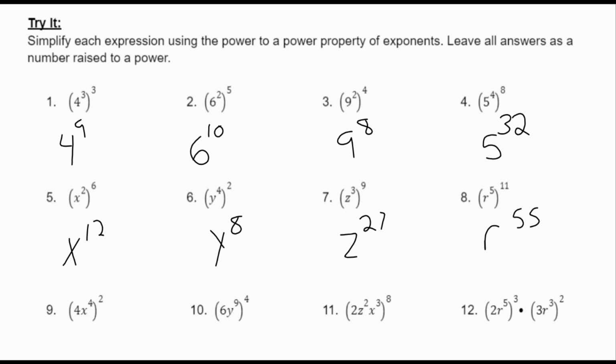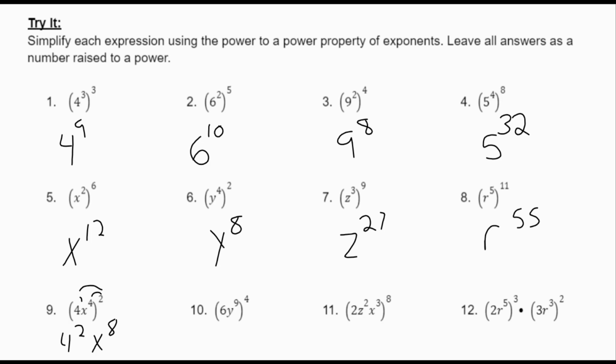Now looking at number 9, we have 4x to the fourth squared. Now I have two bases, a base of 4 and a base of x to the fourth. Remember, any number without an exponent actually has an exponent of 1. So I need to bring the 2 to the 4 as well as to the x. So I'd have 4 squared and then x to the fourth squared, which would be x to the eighth. I could simplify this further by saying 4 squared is 16, so I could say 16 x to the eighth.